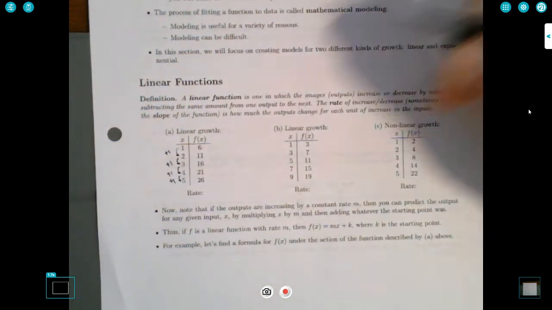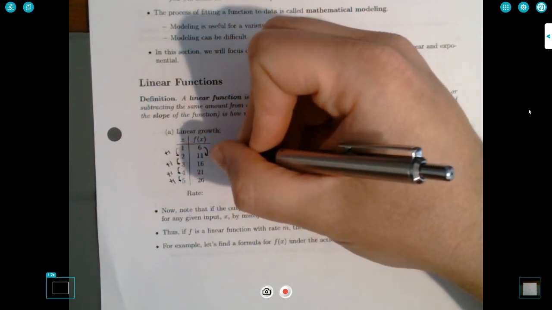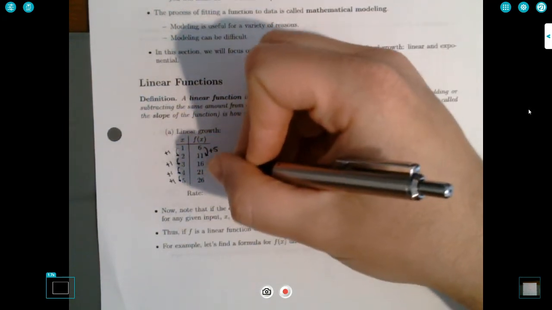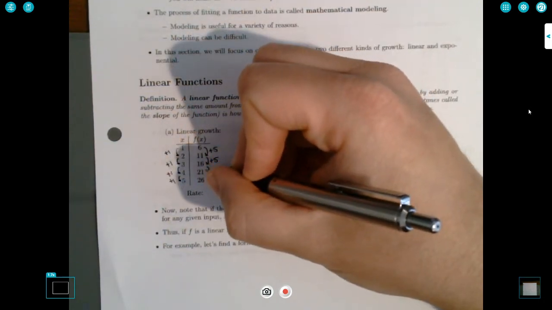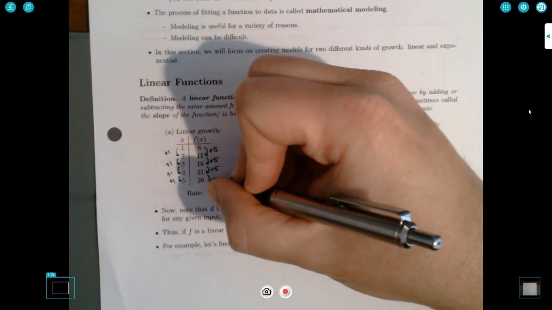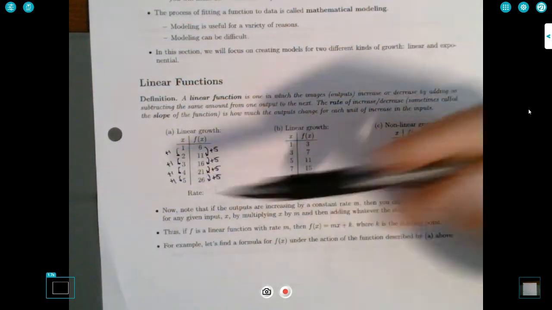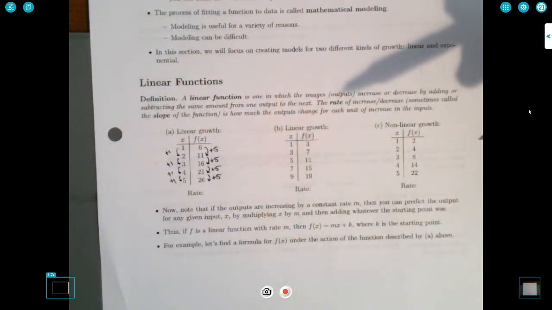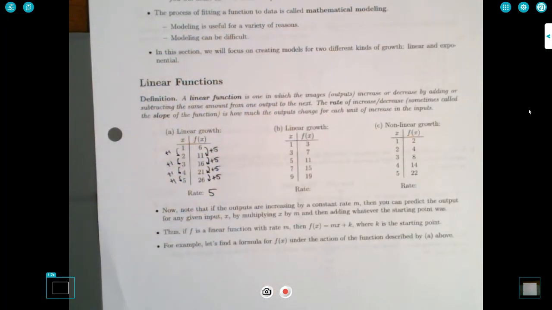And your outputs are increasing by, well, it looks like to get from 6 to 11, you added 5, right? And then to get from 11 to 16, you added 5 again. And to get from 16 to 21, you added 5, right? So you're adding the same amount each time to get from one output to the next. That's called the rate of increase, right? So the rate here would be 5.